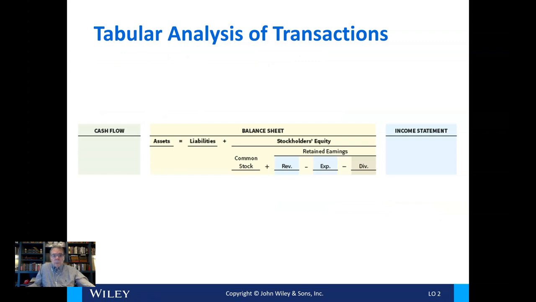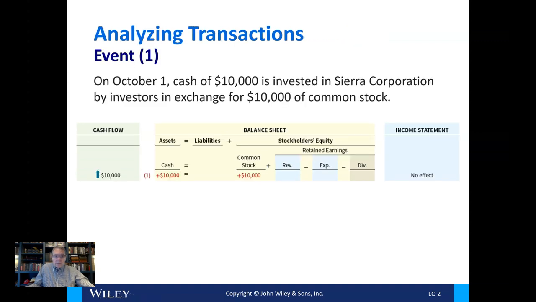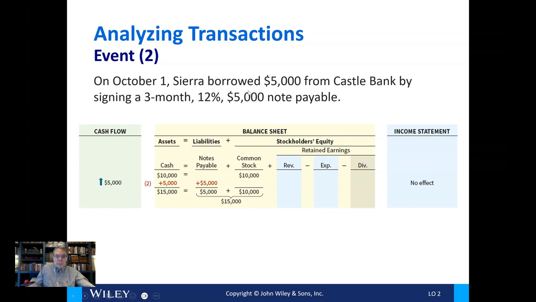So we are going to be looking at how each of the following transactions affects the balance sheet. All right. So the first one is that they've invested $10,000 in common stock. That is going to affect assets. So we are going to increase cash, a debit, by $10,000. And so now we have to have a credit of $10,000, and that is common stock. So assets equal liabilities plus owner's equity. So 10,000 equals 10,000.